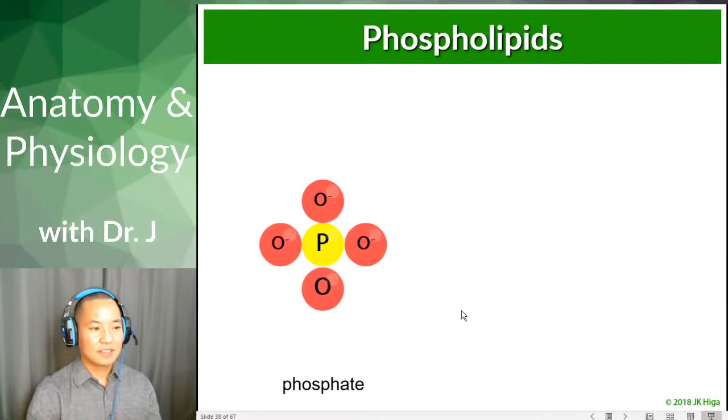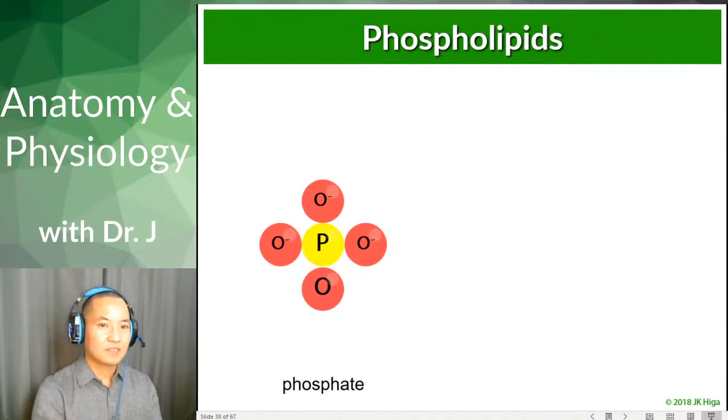All right, so then let's move on to another category. These are phospholipids, and this is phosphate. Here we have a phosphorus atom covalently linked to 4 oxygen atoms.